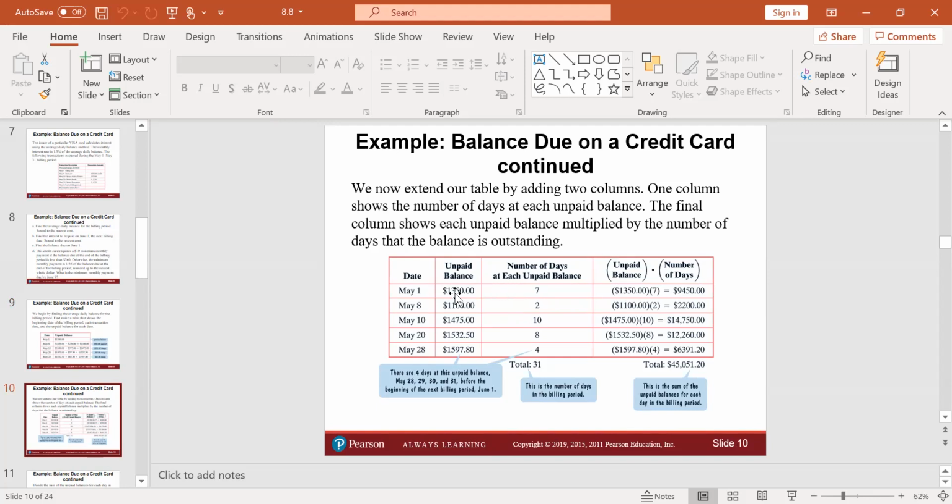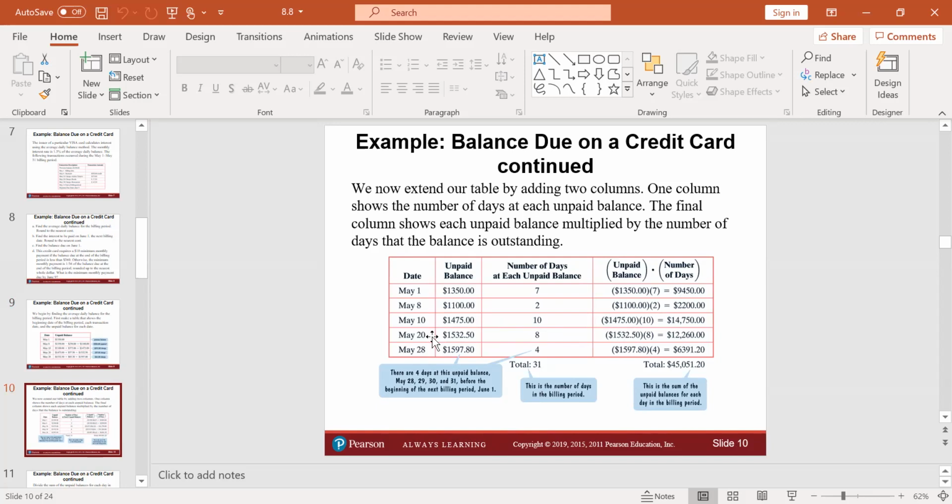Then after we made a $250 payment, starting for May 8th and May 9th, 2 total days, our balance was only $1,100. We do 1,100 times 2. We weight the number of days. Then after that, our balance went up to $1,475, and we kept that exact balance for 10 days. So we do $1,475 times 10. We get $14,750. What does that number mean? It doesn't mean a whole lot at the moment.